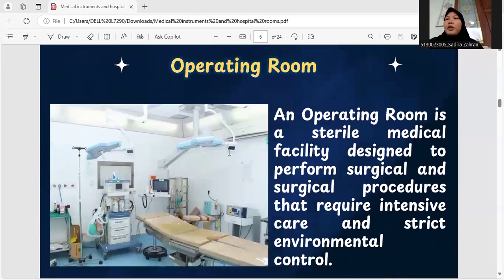First hospital room, it's an operating room. An operating room is a sterile medical facility designed to perform surgical procedures that require intensive care and strict environmental conditions.